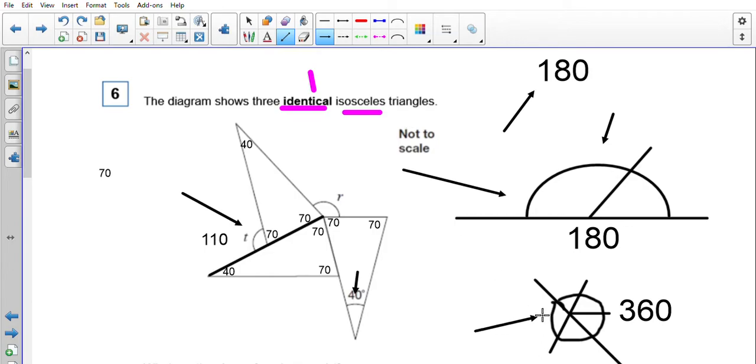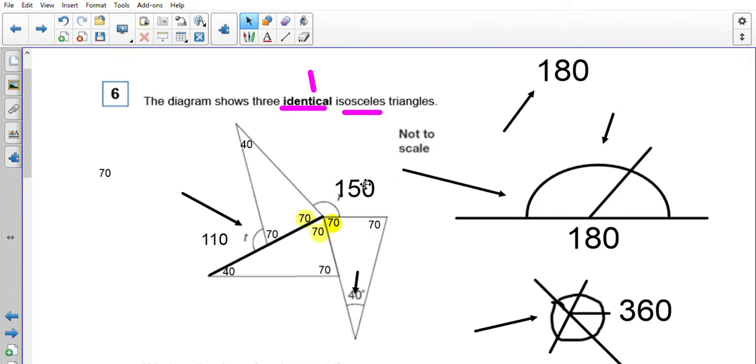Angles round a point, 360 degrees. So what I've actually got here, if we look at this, is 70, 70, 70. If I add those up, that's going to give me 210 degrees. Angles round a point need to be 360. So all I need to do to work out R is 360 subtract 210, which is going to give me an R value of 150 degrees.